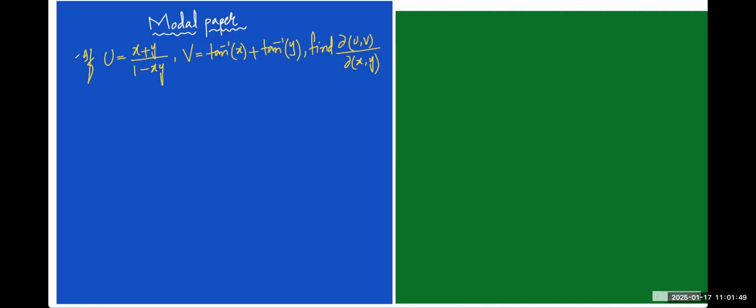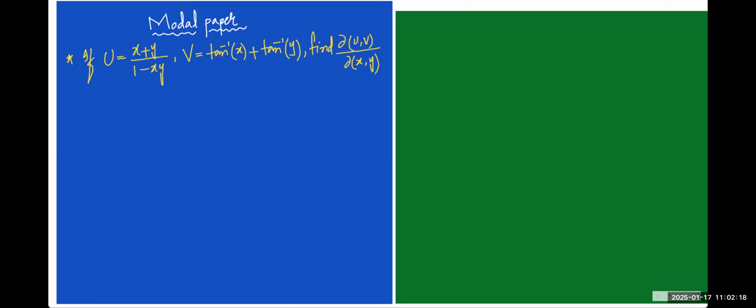Sometimes the same question may be in your exam. Show that the functions u and v are functionally dependent, and also find the relation between them. This is one way of asking the question. Another way is we have to show that u and v are functionally dependent, and similarly we have to find out the relation between them.